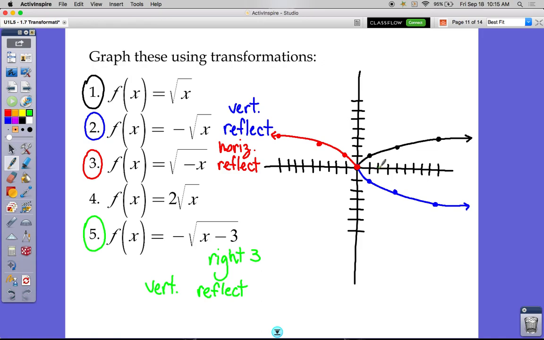Right 3 spots, 1, 2, 3, and it does nothing else, so 0 becomes negative 0. Well, still 0. Then the next point is going to be at (1, 1). I'm going to move to the right 3 spots, 1, 2, 3, and it's going to reflect vertically, so positive 1 becomes negative 1. Likewise, this next one is at (4, 2), so I'm going to go to the right 3, 1, 2, 3, and (4, 2) becomes (4, negative 2). Well, 7 now because I moved it to the right 3 spots. And then I connect those.